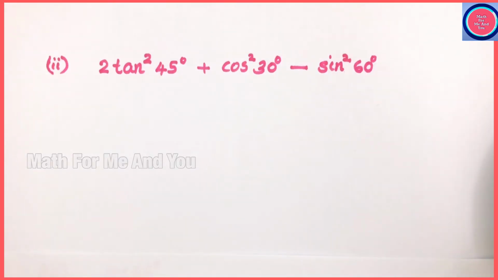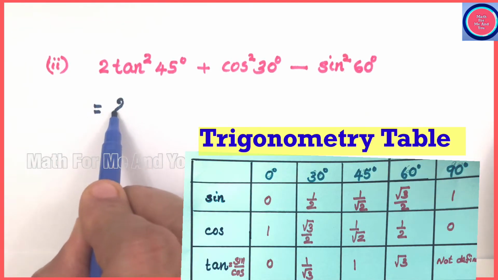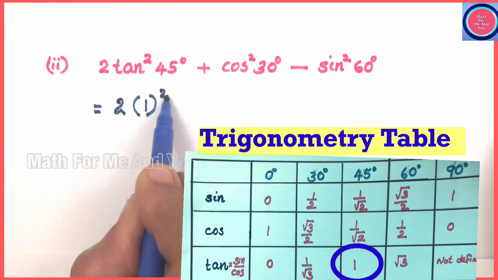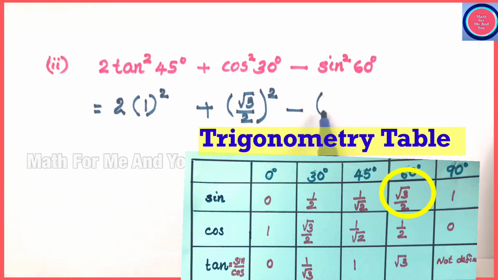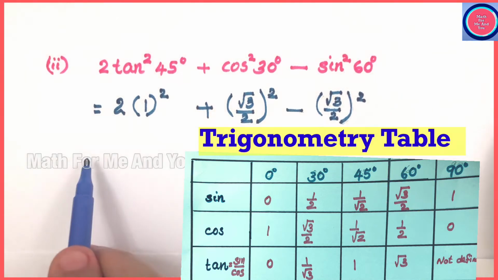Next we are going to evaluate 2 tan square 45 plus cos square 30 minus sin square 60. 2 tan square 45. 2 times tan 45 is 1. So tan square 45 is 1 square plus cos 30 is root 3 by 2. So cos square 30 means root 3 by 2 the whole square minus sin 60 is root 3 by 2 and sin square 60 means root 3 by 2 the whole square. These values we get from trigonometry table.